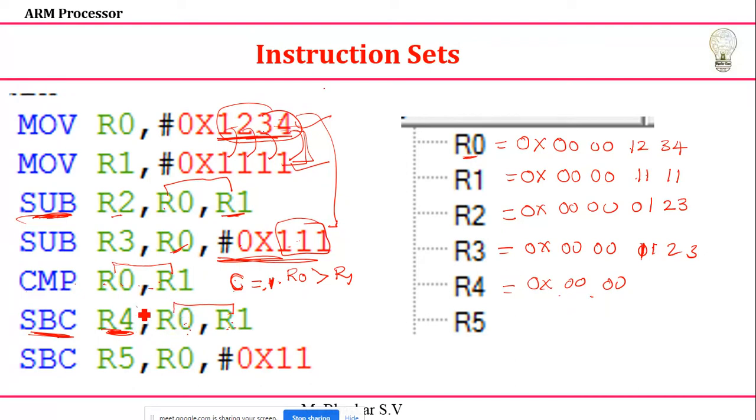So the R4 instruction and R2 are almost the same because C is equal to 1. So what value are you getting for R2? Same thing, I'll get 0, 1, 2, 3. So similarly, if you do this case, tell me what is the answer for R5.